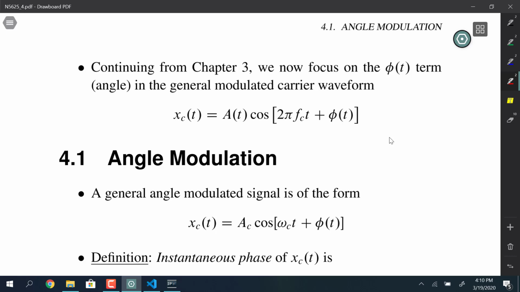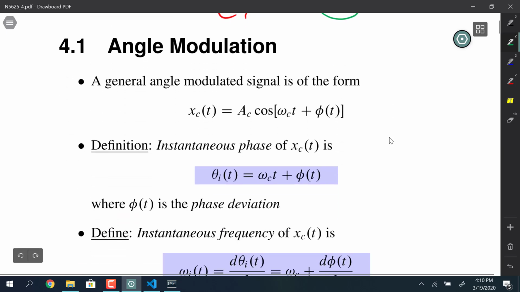When we were working in chapter 3, we focused on this aspect, the amplitude modulation. Now we're going to switch gears and spend our time focusing on the phase in the argument of the cosine. An angle modulated signal takes this form. We consider this a constant, and all the information gets poured into the phase of the cosine.